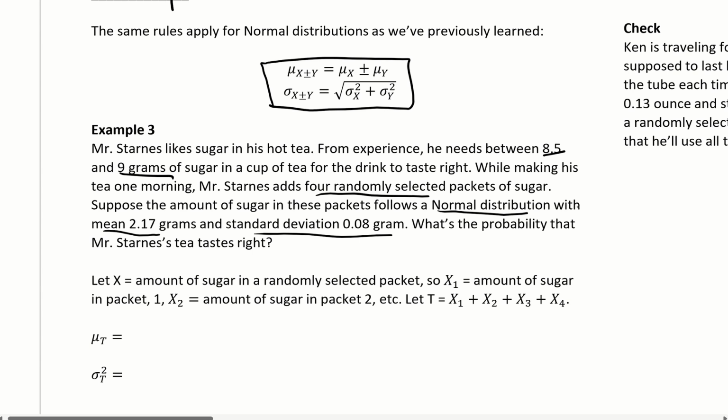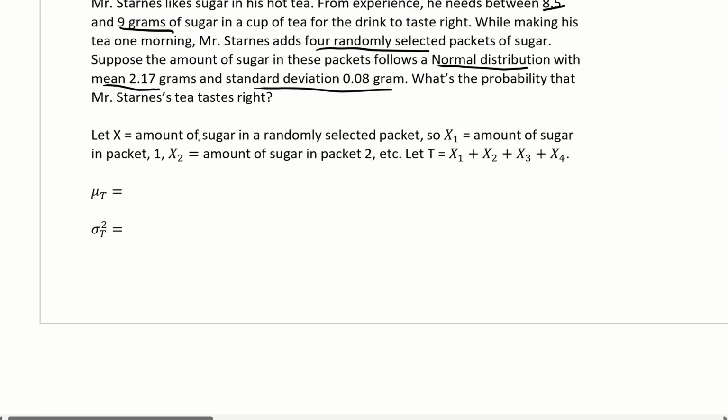Okay, so we're going to say that X is the amount of sugar in a randomly selected packet. So we have 4 packets that he put in: X1, X2, X3, X4. The variable T is going to represent the sum of those amounts of sugar in those packets. So X1 plus X2 plus X3 plus X4. And if I wanted to find mu T, that's going to be the sum of mu x1 plus x2 plus x3 plus x4.